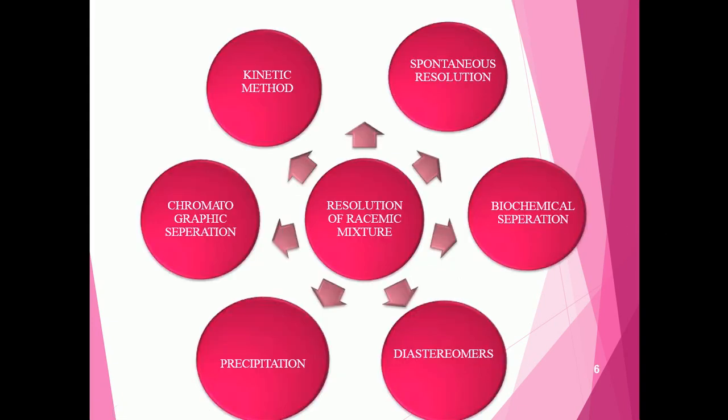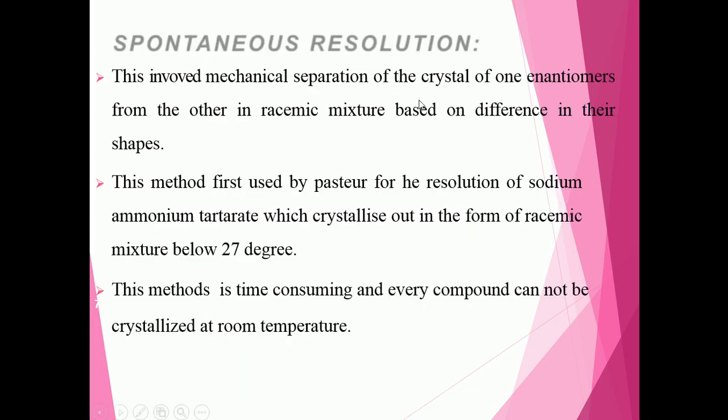Fine. There are various methods. Here I have introduced a few methods. Number 1, spontaneous resolution. Number 2, biochemical separation. Number 3, diastereomers. It means enantiomers are converted into diastereomers. Number 4, precipitation. Number 5, various chromatographic techniques. And number 6, kinetic resolution, kinetic method. Fine. Let us see one by one very briefly.